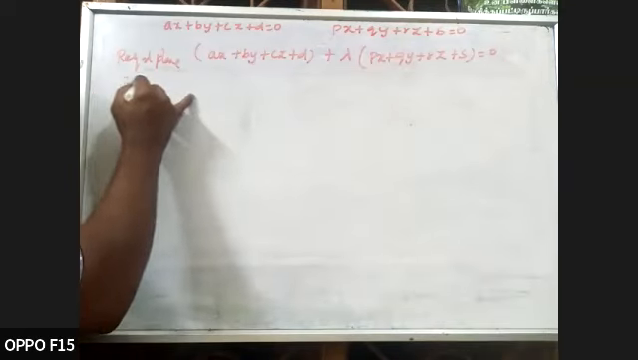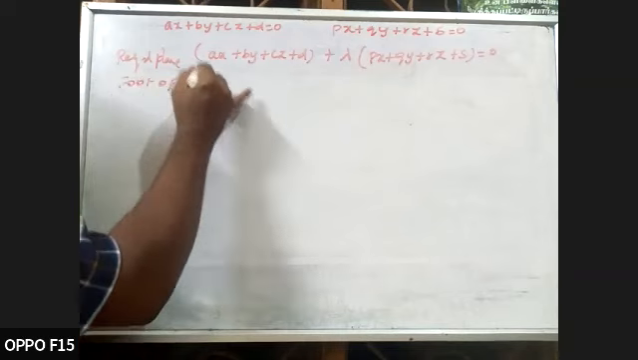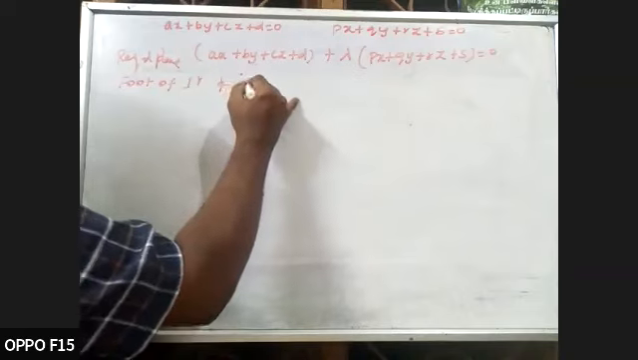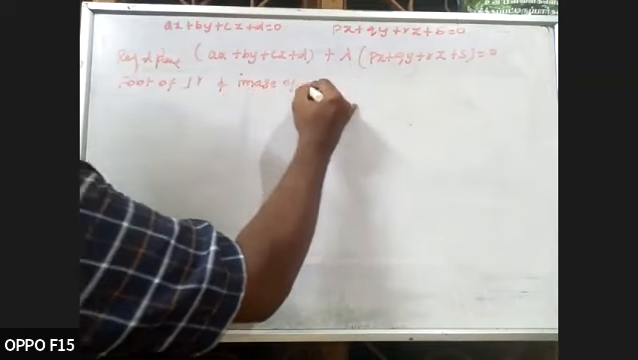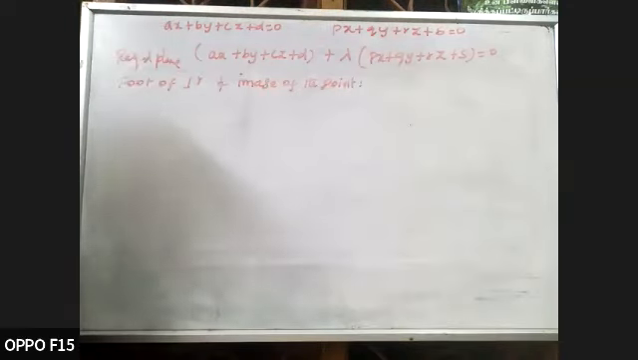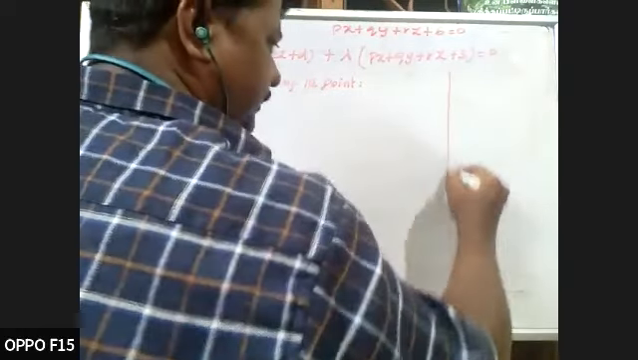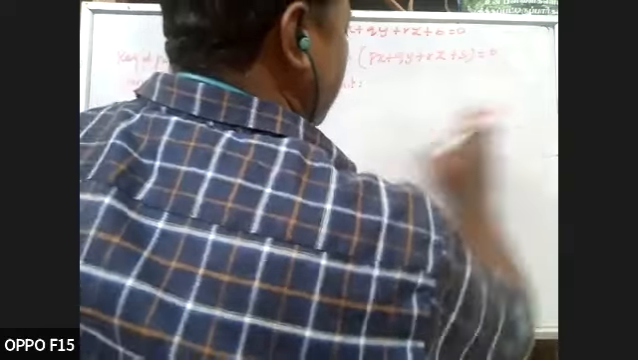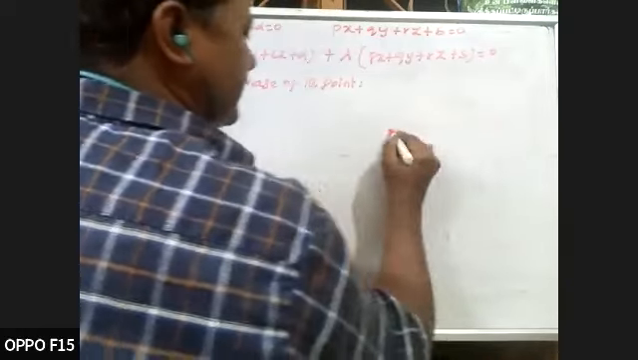Next, foot of perpendicular. I have already said this, but write it again: foot of perpendicular and mirror image, that is, image of the point. So the foot of the perpendicular and image of the point. For example, suppose we have a plane like this.